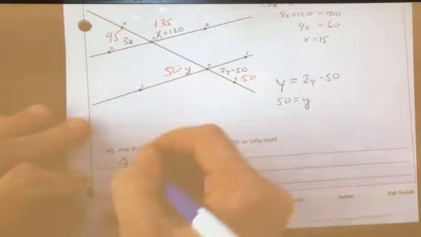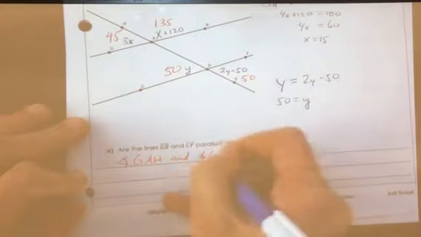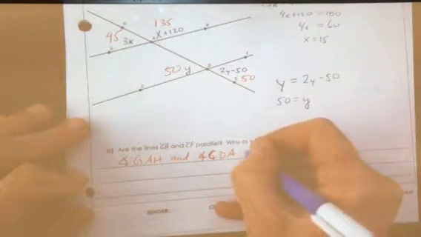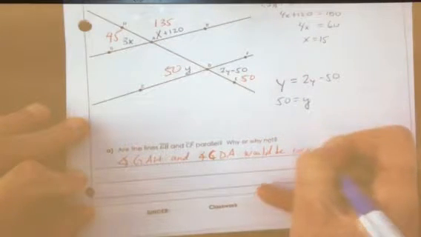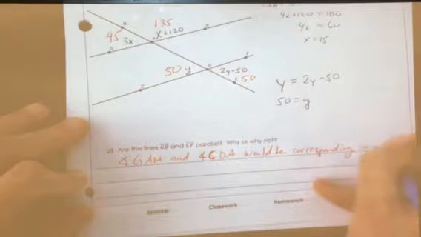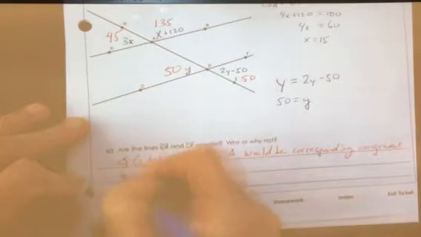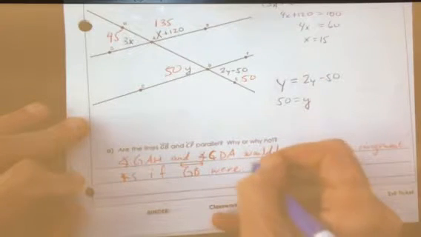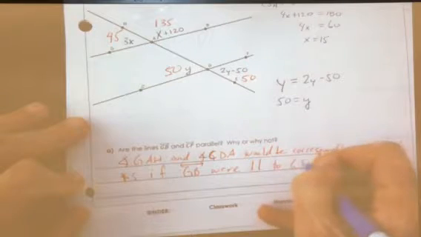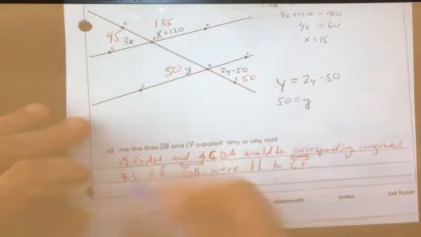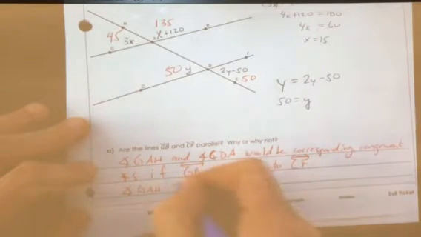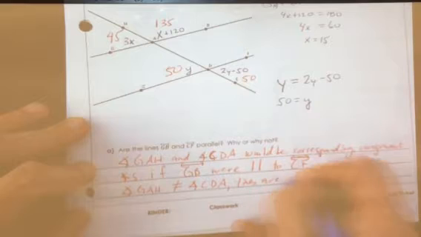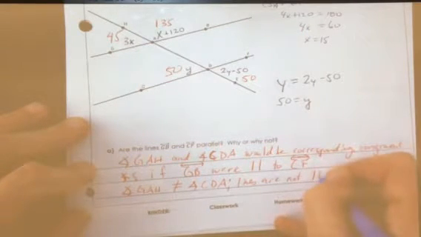So angle GAH and angle CDA would be corresponding congruent angles if GB were parallel to CF. Angle GAH is not the same as angle CDA, so the lines are not parallel.